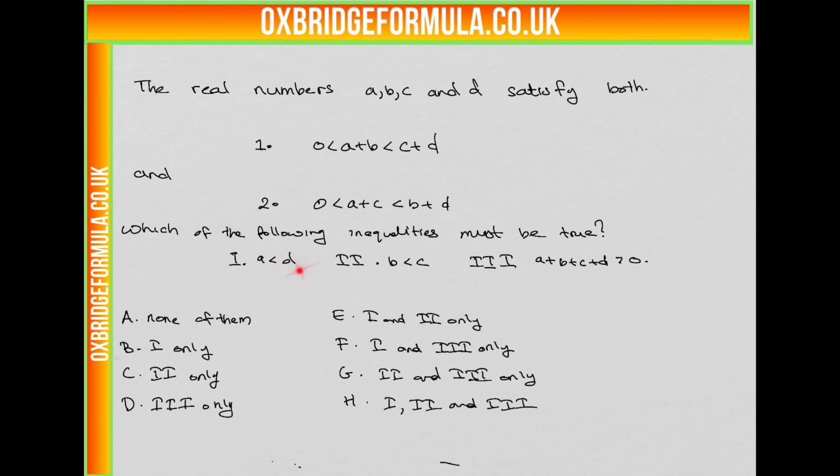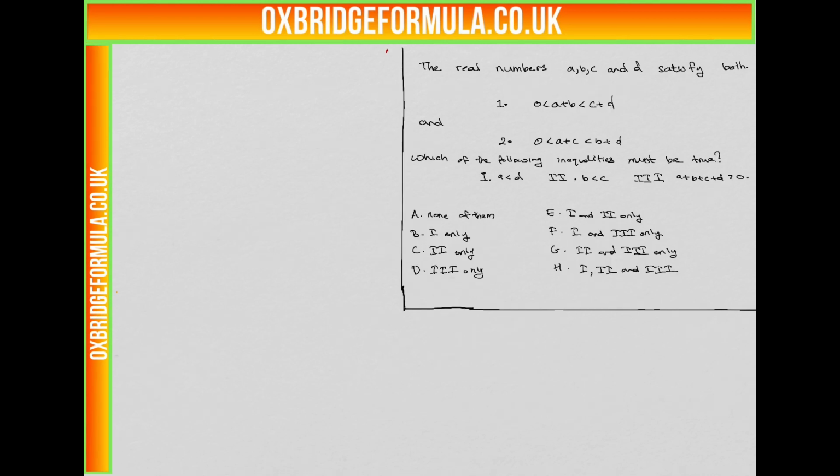So the first one is a is less than d, the second is b is less than c, and the third one is whether the sum a plus b plus c plus d is positive. And we're given a bunch of options corresponding to which ones are true. So let's first try and think about each condition separately. Let's think about condition 1.